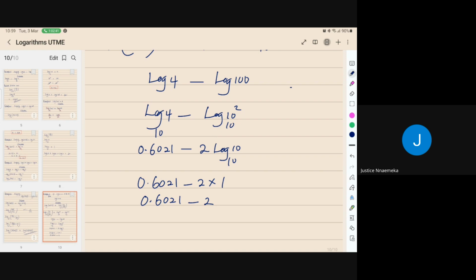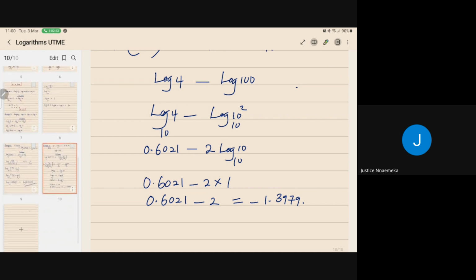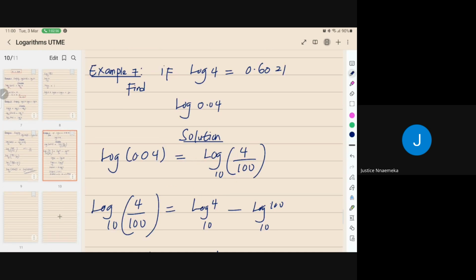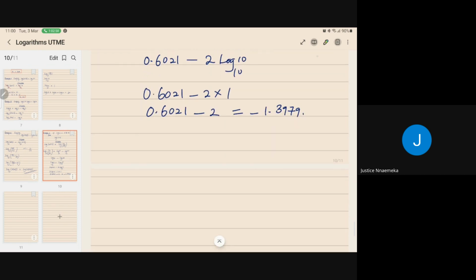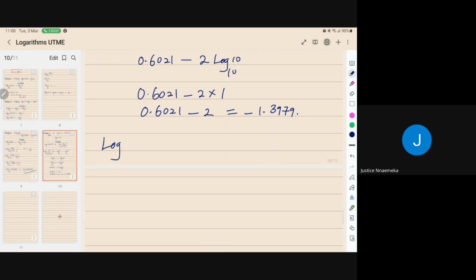So it's 0.6021 minus 2. That will give us, this will give us equal to what? Negative 1.3979, right? So therefore, what does that tell us? That simply tells us that the log of that very number we are asked to calculate, which is log of 0.04, will be equal to minus 1.3979. Does it make sense now?